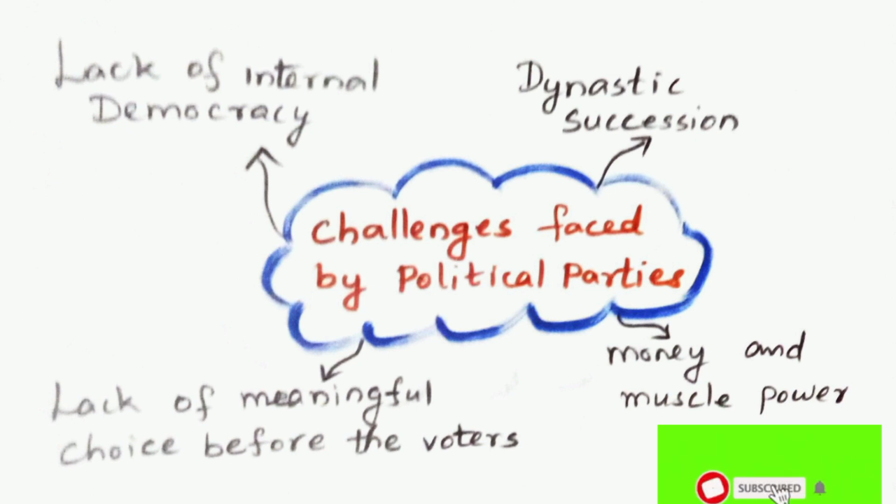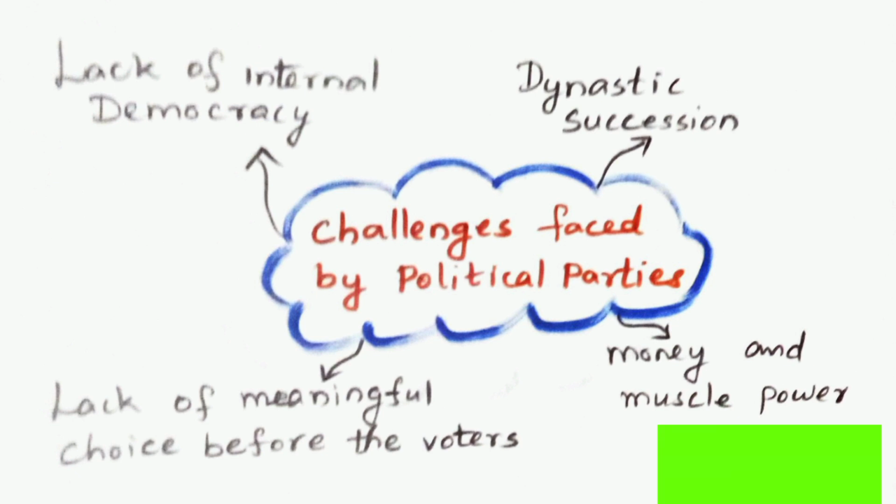Top leaders keep great power with themselves to take decisions about policy matters. Those who disagree with the leadership find it difficult to continue in the party. It becomes more important to keep personal loyalty to the leaders than loyalty to party principles. Next challenge is dynastic succession.